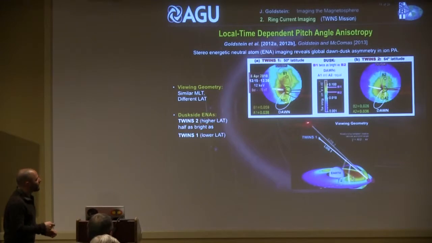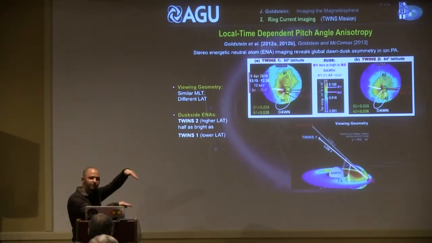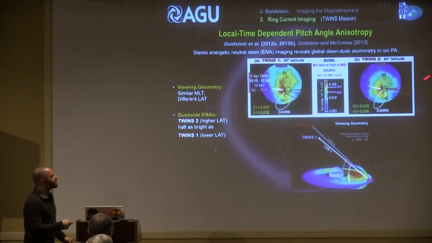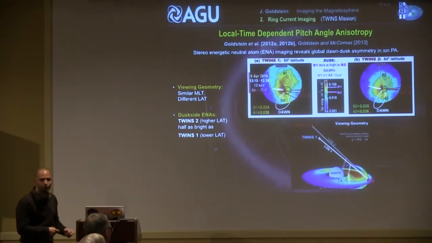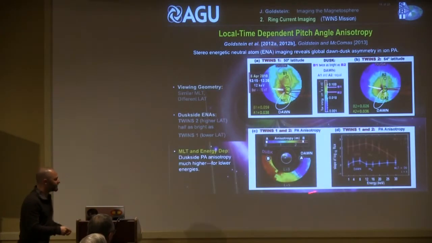TWINS 2, which is at higher latitude, on the dusk side, saw half as bright ENA emissions as TWINS 1 at lower latitude. With simultaneous measurements from two directions, you're sampling the pitch angle. That tells you that on the dusk side, you have a pitch angle anisotropy that is higher than on the dawn side, where the ENA intensities are very comparable to each other. There's very little change.